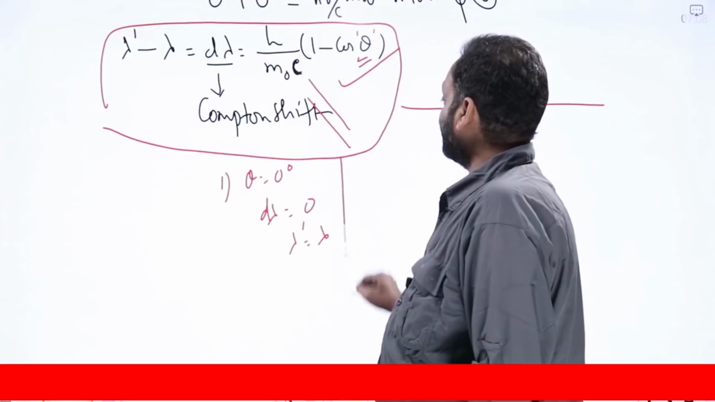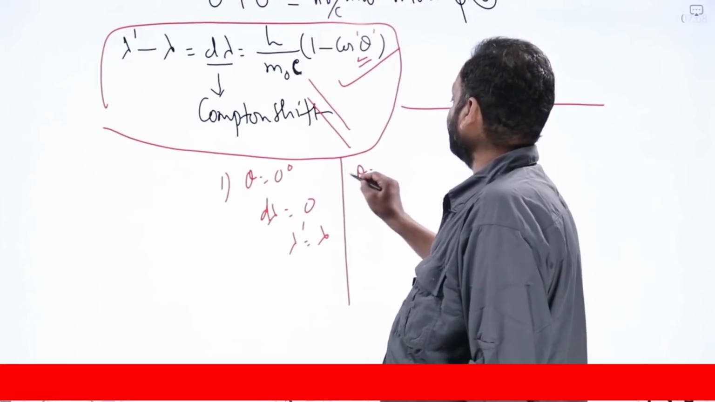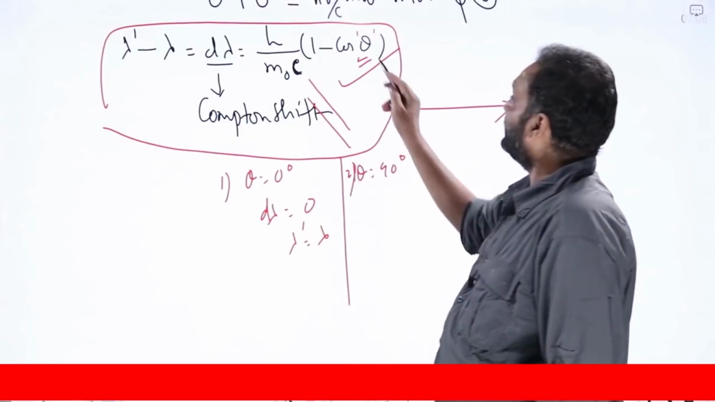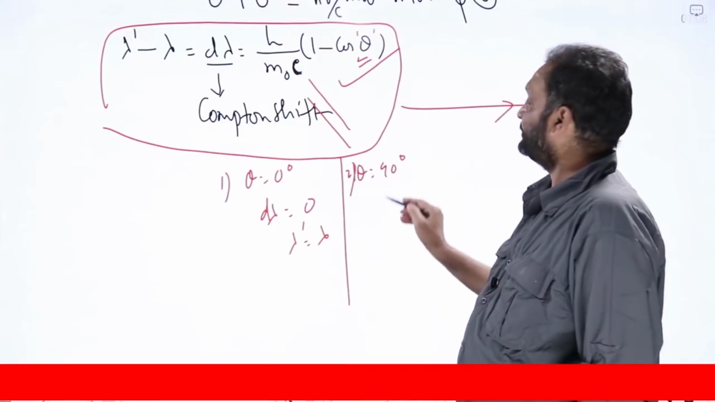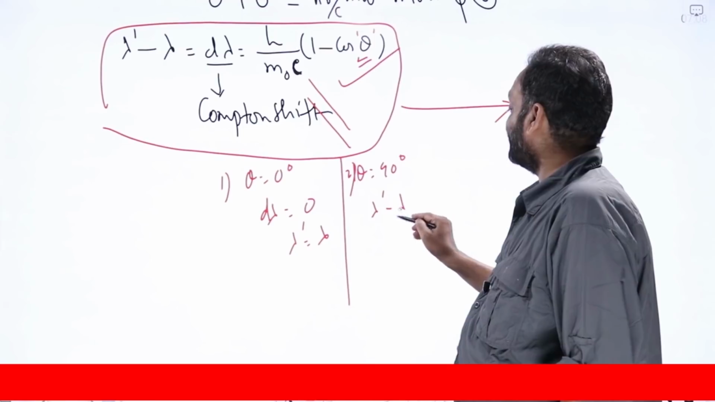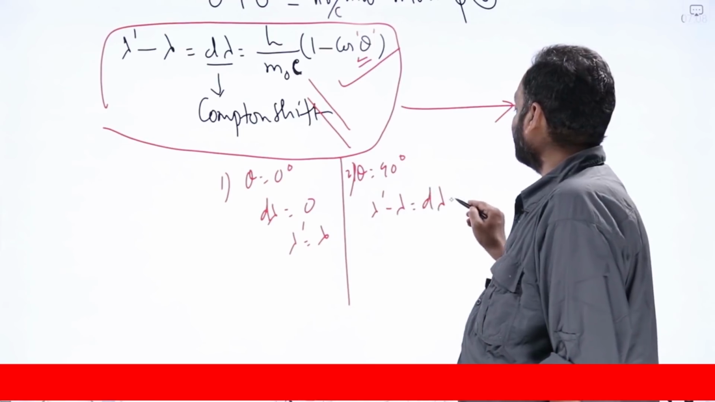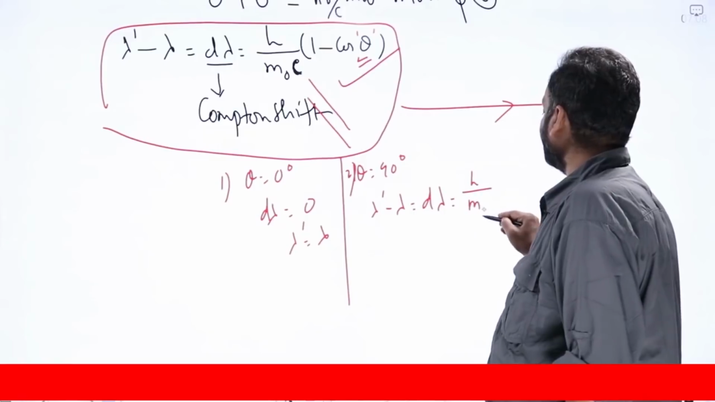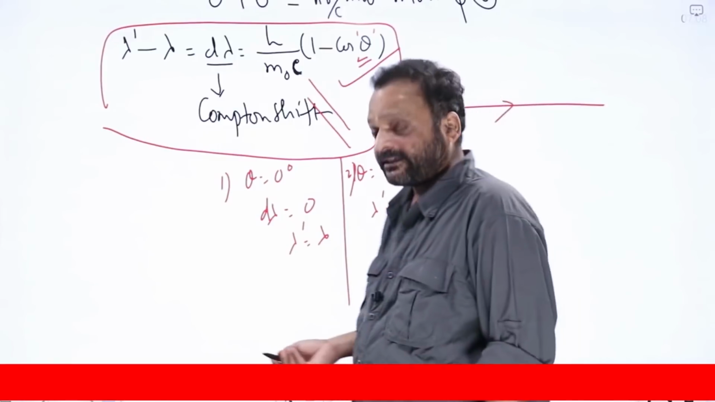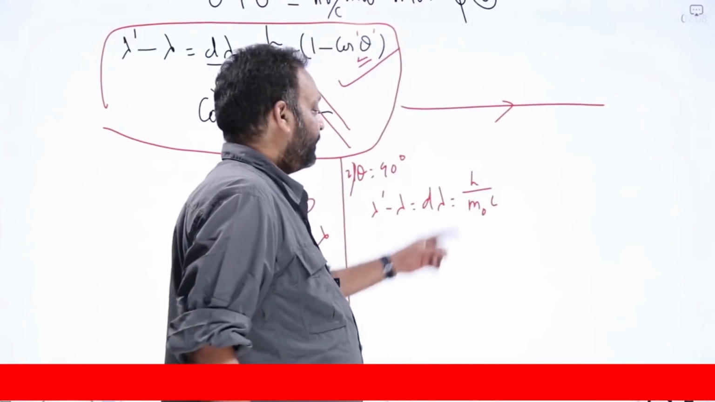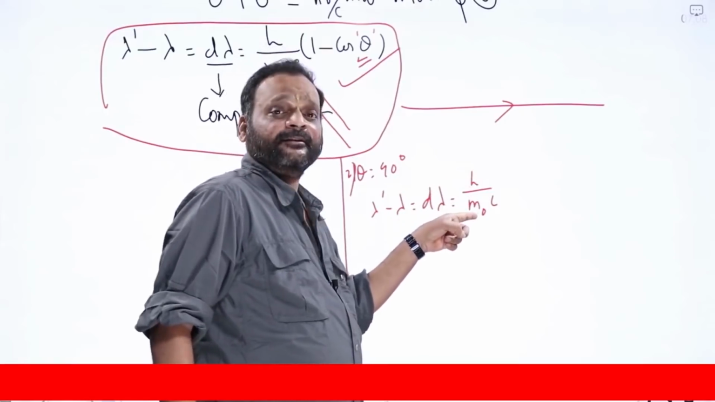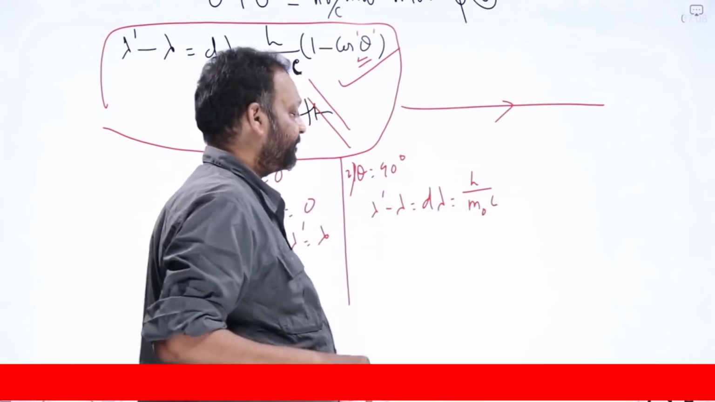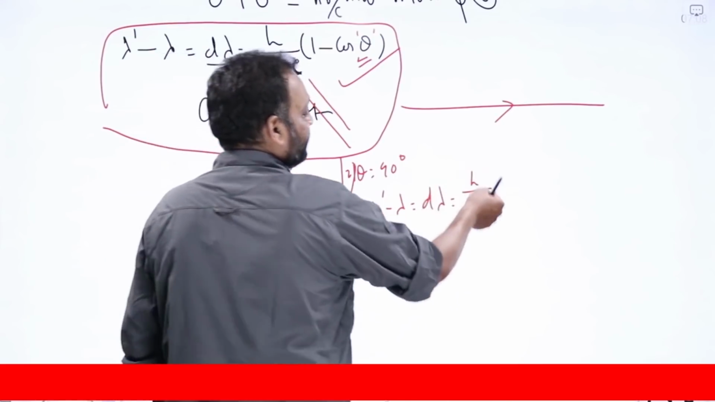Okay, next one, second point, theta equal to 90 degrees. When I take theta equal to 90, cos 90 equal to 0, so lambda dash minus lambda equal to d lambda equal to, what do we get here? h by m naught c. Okay, it is a constant. h is Planck's constant, the rest mass of the electron, 9.1 × 10 to the power minus 31 kg, is constant, and c, the velocity of light, is also constant, which means d lambda equal to h by m naught c.